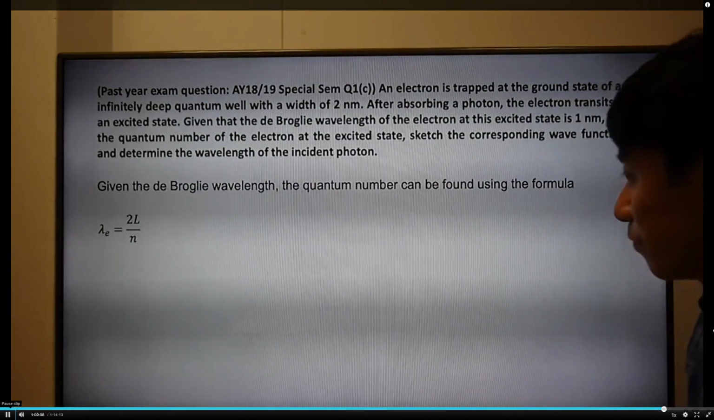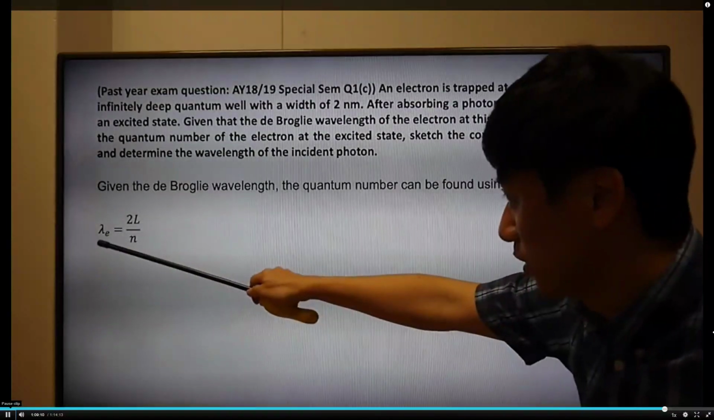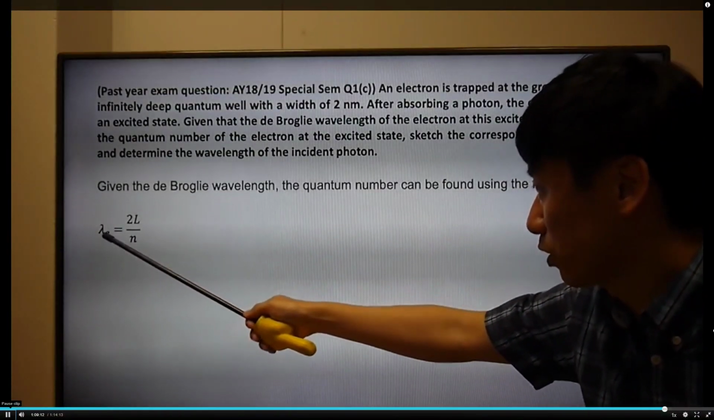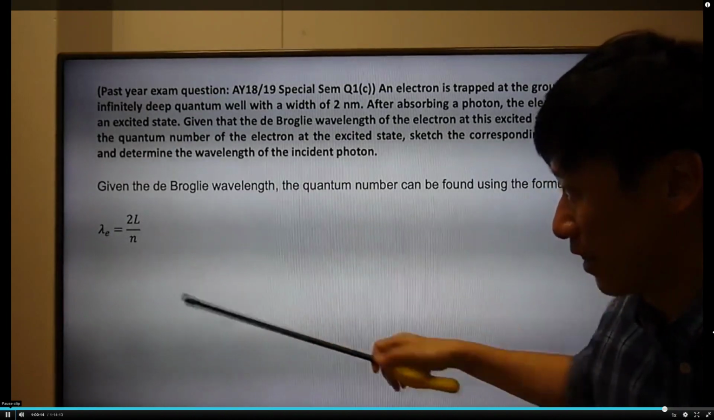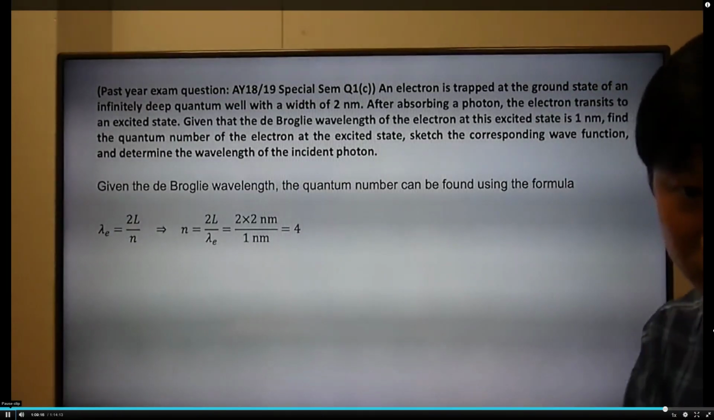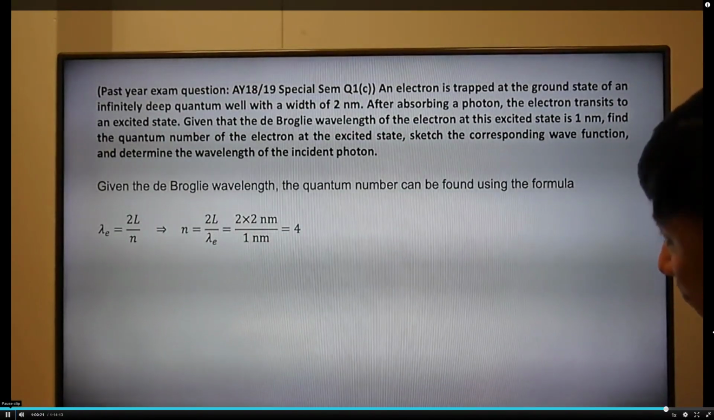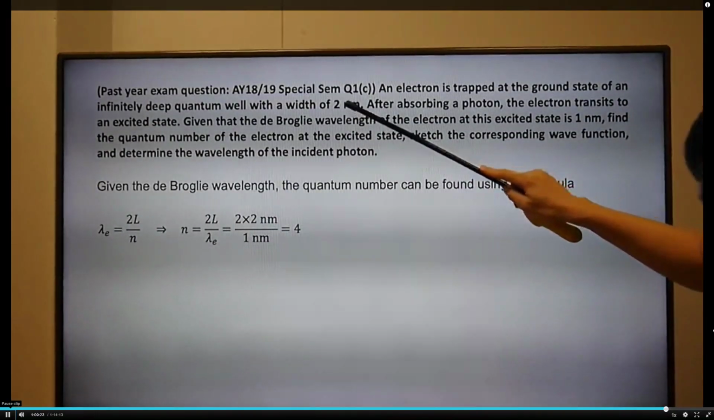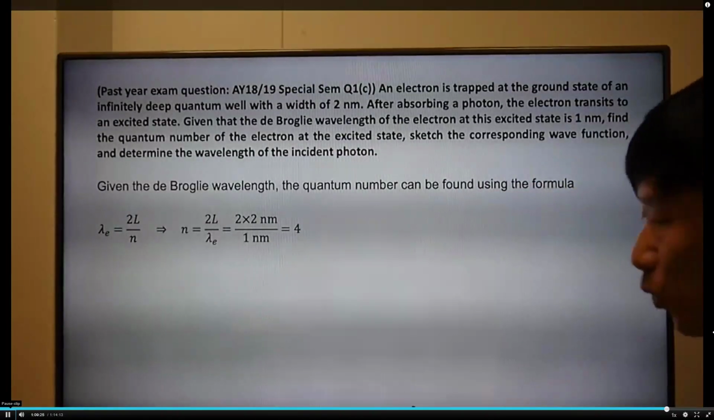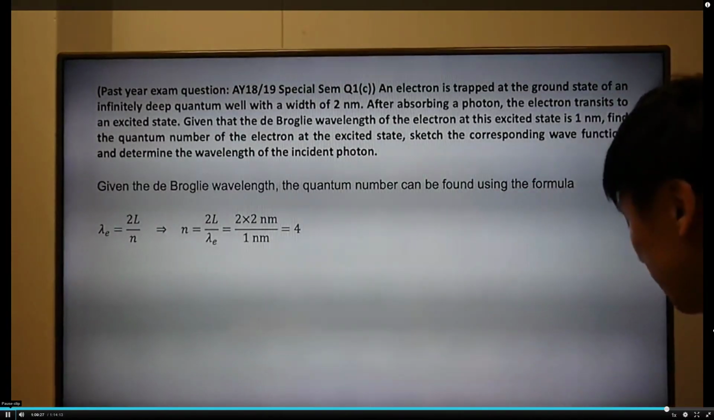Alright, so you can use this equation. The de Broglie wavelength is 2L over n. So n is 2L over lambda. L is 2 nanometer and the wavelength is 1 nanometer. So the answer is 4.